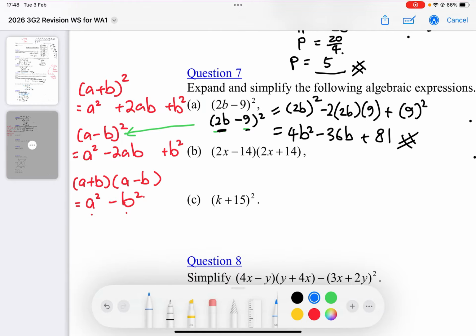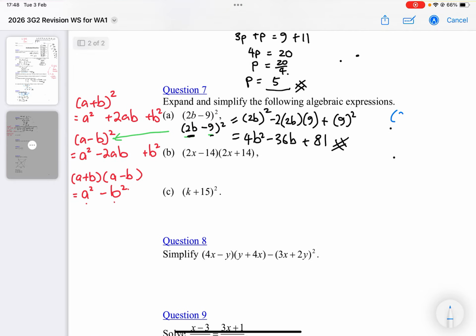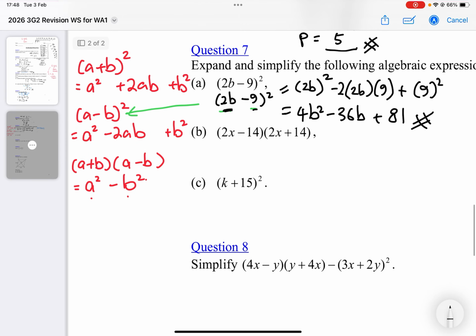I can go and work out the bracket is being squared, so the bracket itself, 2b minus 9, the whole bracket is multiplied by itself. I can go and slowly expand. It will come back to this short one. So if I know the identity, I can get to it faster.